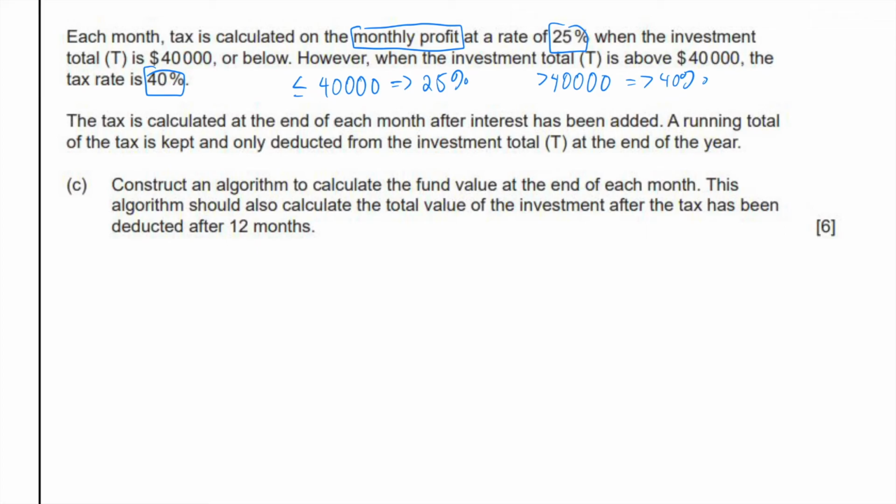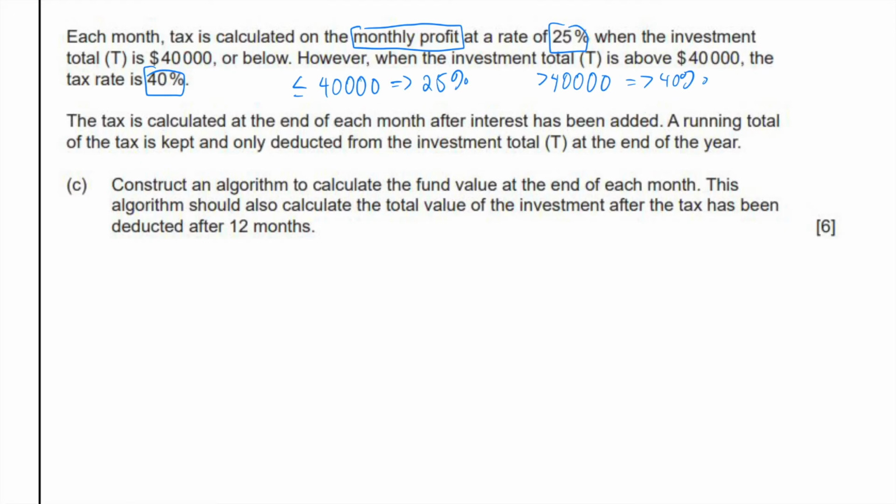So the tax is calculated at the end of each month after interest has been added. A running total of the tax is kept and only deducted from the investment total at the end of the year. So I think one thing to point out is that in order to calculate tax, we'd have to go through every single month and then get the tax on the profit for each one of those months. But we're not going to deduct it until we get to the end of our calculation at the end of the year.